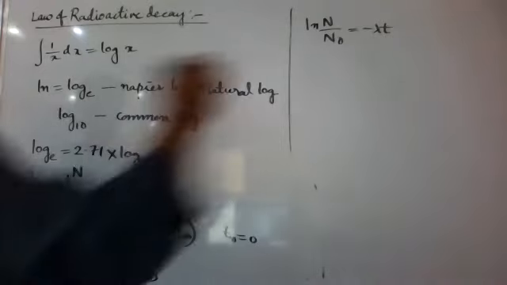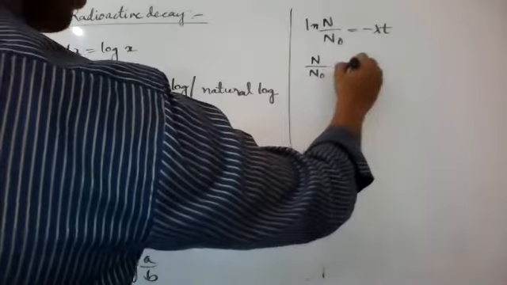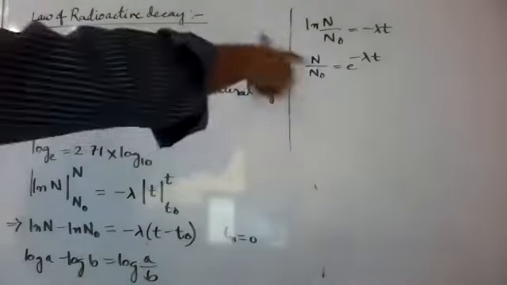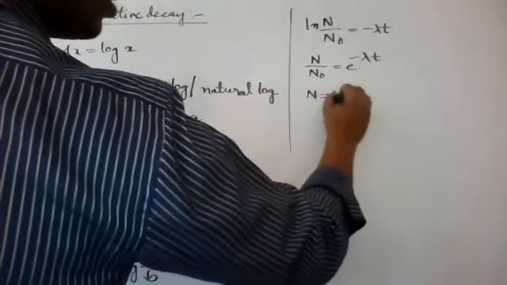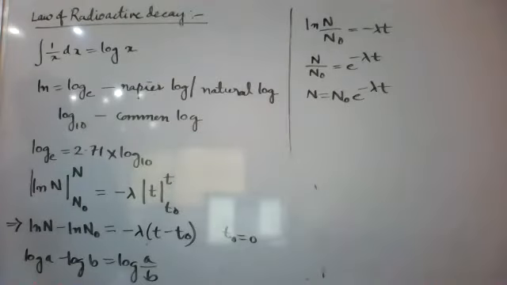So when we remove the log here, it will become N by N0 equal to e to the power of minus lambda t. Converting log to exponential. Now cross multiply this. N is equal to what? N0 e to the power of minus lambda t. So this is the formula.